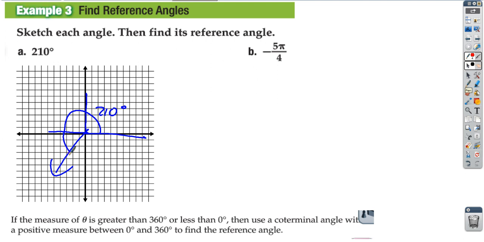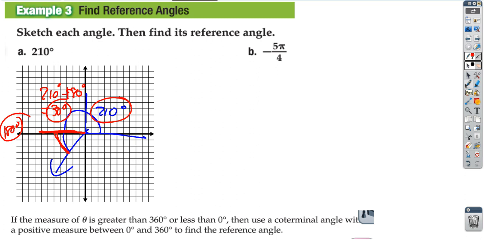It's going to be this angle that takes us back up to that axis, because that is the closest x-axis. And what's the degrees at that axis? It's 180 degrees. So I need to find how far from 210 to 180, and the answer would be 30 degrees. Basically, that's my reference angle. It's the angle that takes me back up to the closest x-axis.